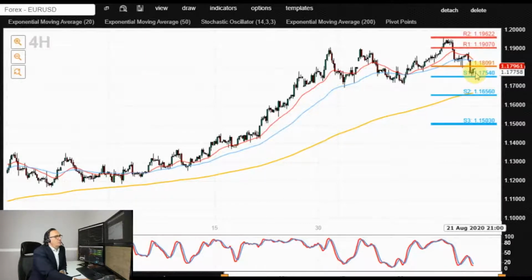Bulls are in control above that level, targeting an extension to the upside towards 1.18, 1.19, 1.1960, 1.20 to the upside.